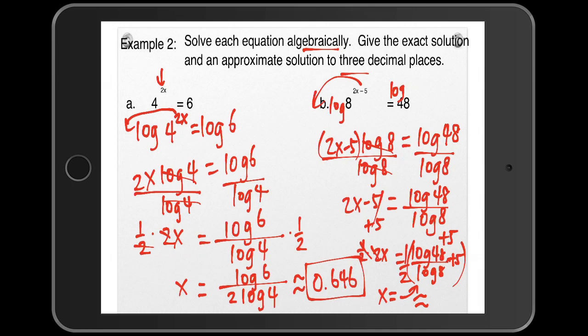Now, if we work it out in the calculator, we should have the answer of 3.431 as the final answer. So go ahead and practice getting that answer in your regular calculator, and make sure that we have the same answer.